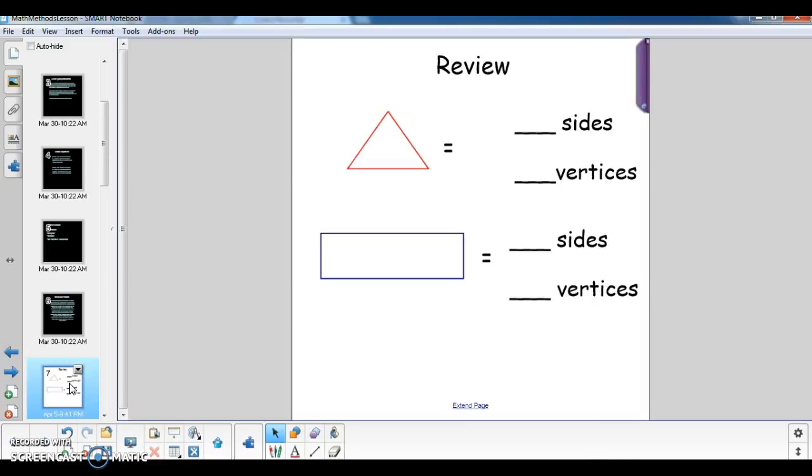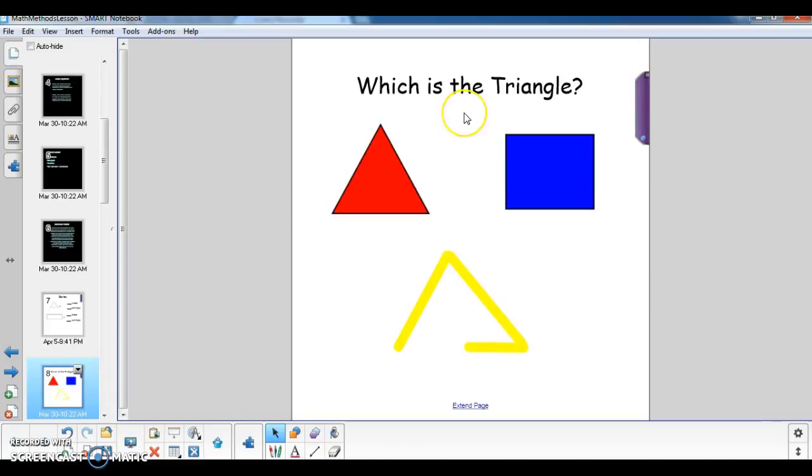So first I start off with a review for the introduction. I'll just have students tell me how many sides the triangle has, and then I'll just write it in the blanks right here, and then how many sides and vertices the rectangle has. And then I'll ask them which is the triangle, and I'll have a student come up here and hopefully circle this red one. And then I drew this one, and we'll just briefly talk about how this is not considered a triangle, even though it has three sides, since it's open and not closed.